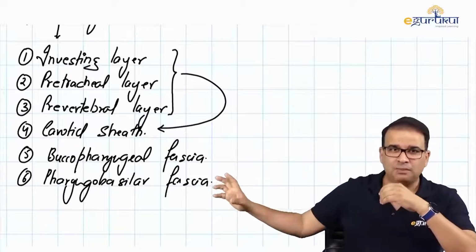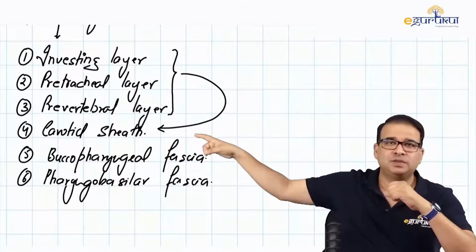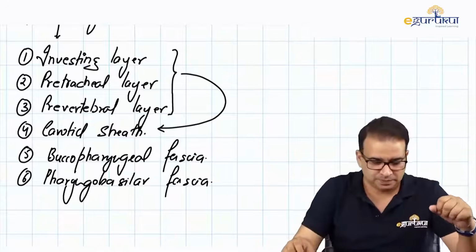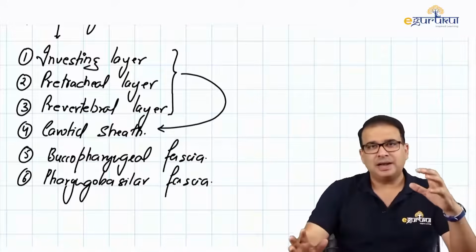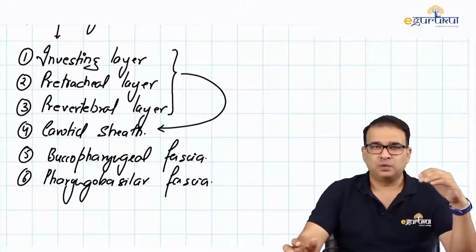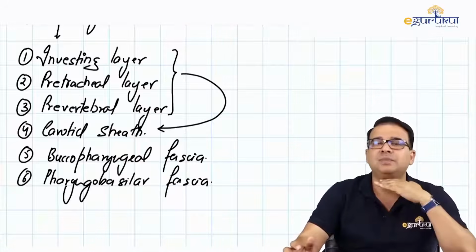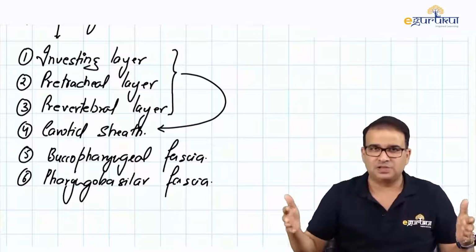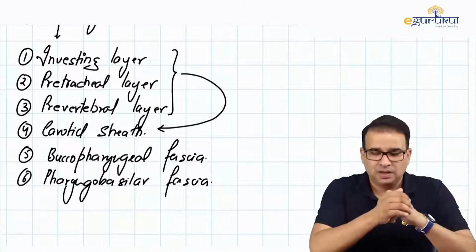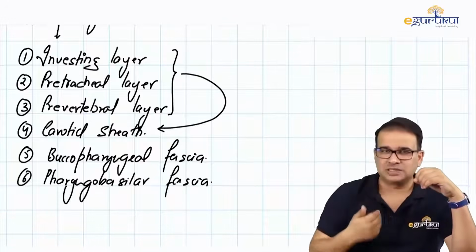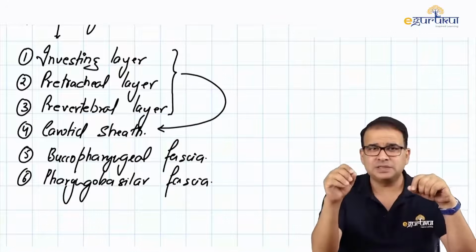As of now, our main focus will be on these layers of the deep cervical fascia: investing, pretracheal, prevertebral, and carotid. To understand the deep cervical fascia modification, we have to consider it in two sections, guys. We'll take a transverse section of the neck first, and we'll see how exactly the deep cervical fascia is expanding there and what the modifications are. And then we'll see a longitudinal section. See, the purpose is entirely different.